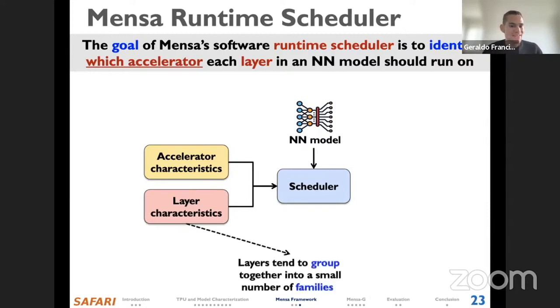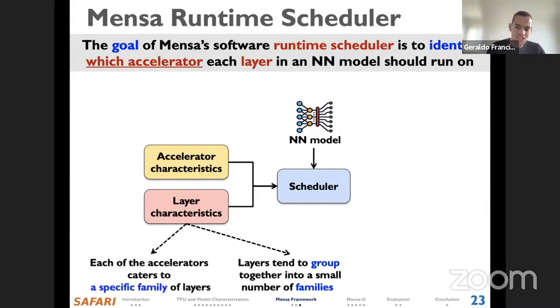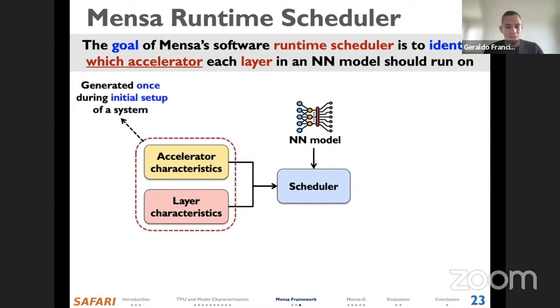As I'm going to show next, different layers from different models tend to group into smaller families of layers, which share key properties and allow all of those layers to share a single accelerator. So in this way, we can have a small pool of edge accelerators where each accelerator caters to a specific family of layers. We collect the characteristics of the accelerators and layers once prior to the inference execution. And with all of this information, the scheduler generates a per-layer mapping between the layers and the accelerators by utilizing specialized mapping heuristics tailored particularly for Mensa.